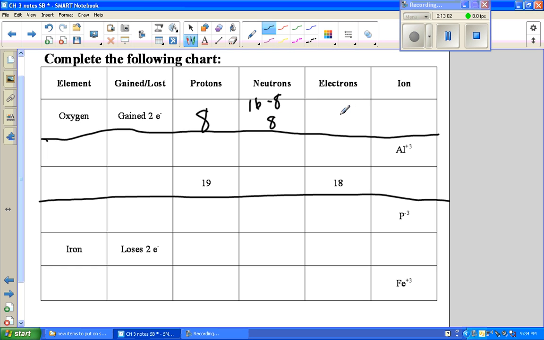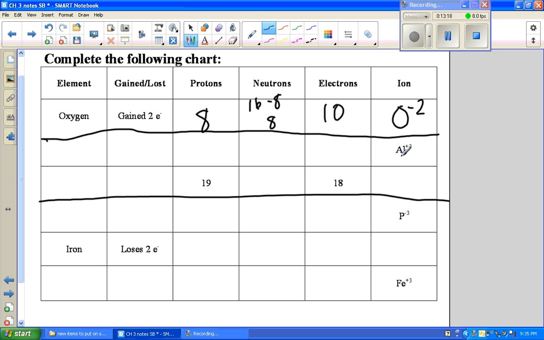Well, if it was neutral, I would have 8 electrons. But here I can see that it's gained 2 electrons, so now I have 10. Well, what does that ion mean then? That I have an oxygen with a -2 charge because it has gained 2 electrons.